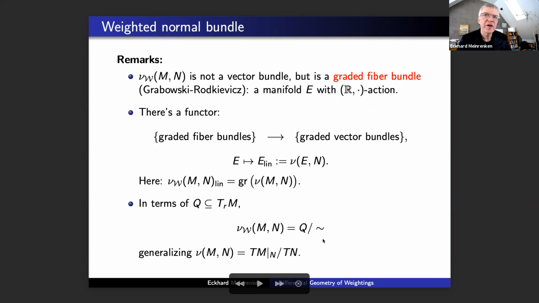You can also describe this weighted normal bundle in terms of the Q which sits inside T^rM. It's a quotient of this fiber bundle Q. This is analogous to the more familiar definition of the normal bundle, where you just take the tangent bundle restricted to N and then take the quotient by TN. So the Q basically plays the role of the r-th tangent bundle restricted in the weighted sense to the submanifold N, and then we take some quotient. So this all works very nicely.